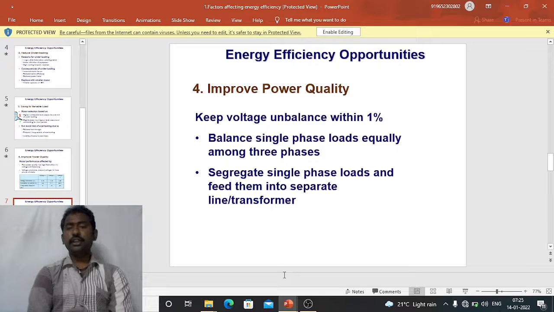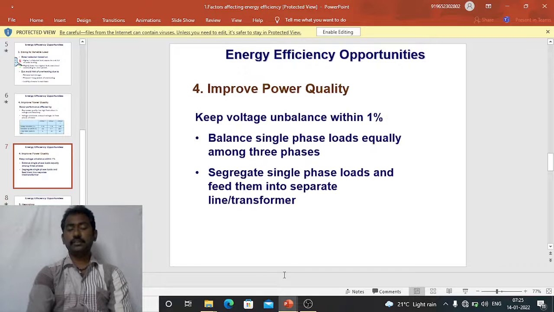And similarly, keep the voltage unbalance within 1% only. So balance single phase loads equally among the three phases, and segregate the single phase loads and feed them into separate lines or transformers. This is the technique to improve the power quality.